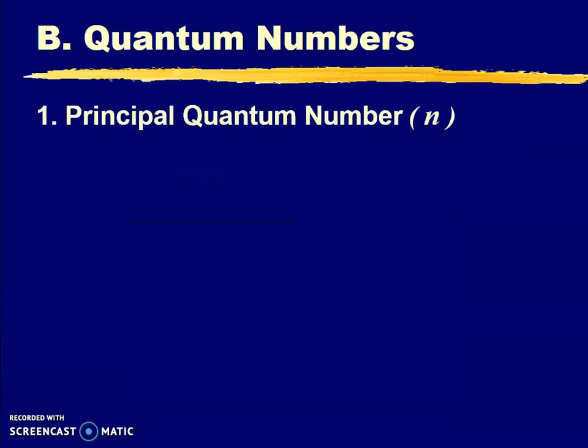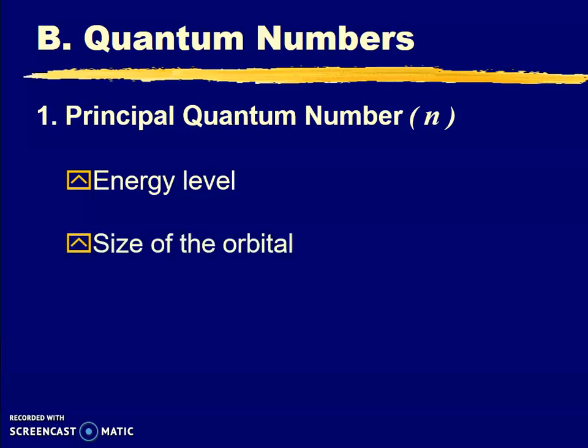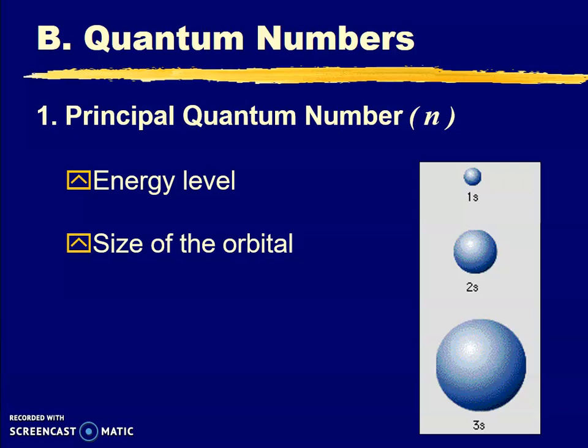All right, so you've got your principal quantum number. This is represented by n. This tells you your energy level, so it gives you an idea of the amount of energy required to move this electron. It's also going to tell you the size of the orbital, because as your n gets bigger, so does the energy, and so does the size of that orbital.